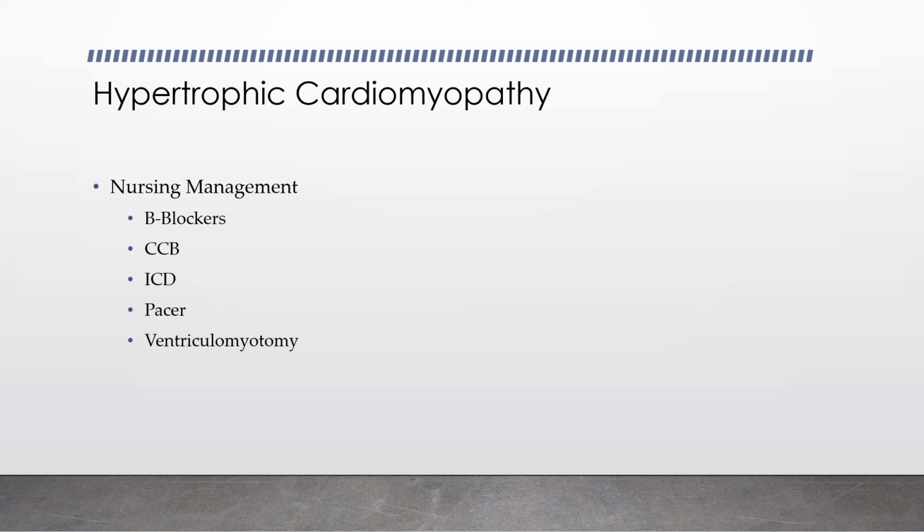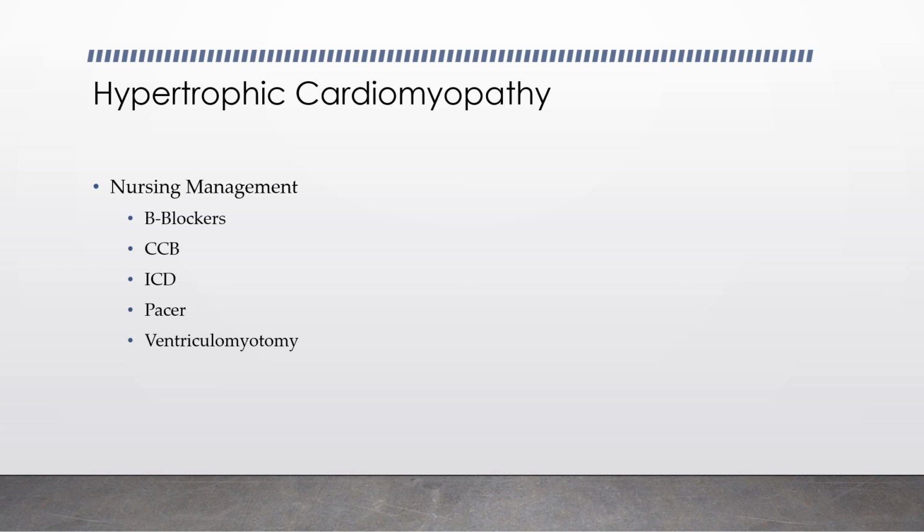ICDs are pretty much put in just about everyone with hypertrophic cardiomyopathy because they are at such high risk for ventricular dysrhythmias and sudden cardiac death that an ICD would be placed as well. There is a procedure, ventriculomyotomy, which is a surgical procedure that involves literally like cutting away some of that cardiac muscle to allow more ventricular filling or more room in that ventricle.